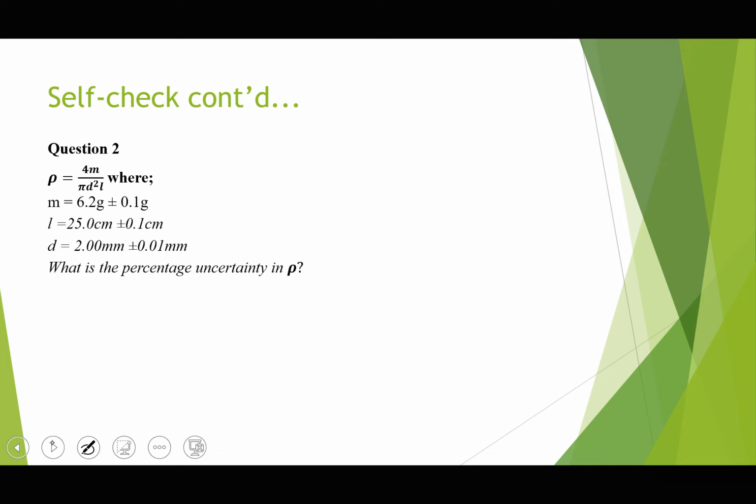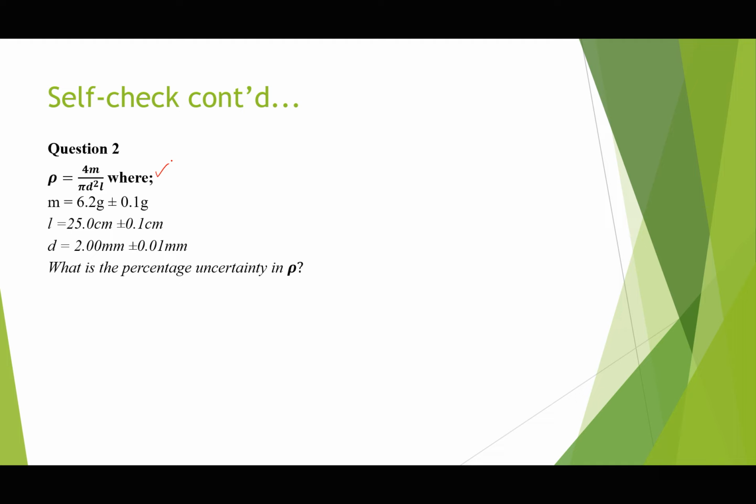Number 2, they have given you the expression for finding the density. They have given you quantities such as the mass, the length, and d is the diameter, I think. What is the percentage uncertainty in density? Using both rule number 2 and rule number 3 or rule number 4, you should be able to get the percentage uncertainty in the density. In fact, you can even go ahead and deduce the absolute uncertainty in the density.